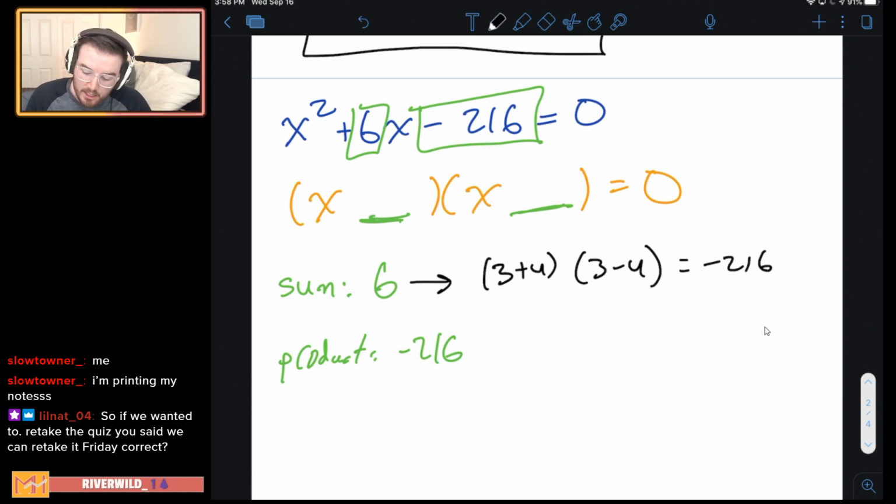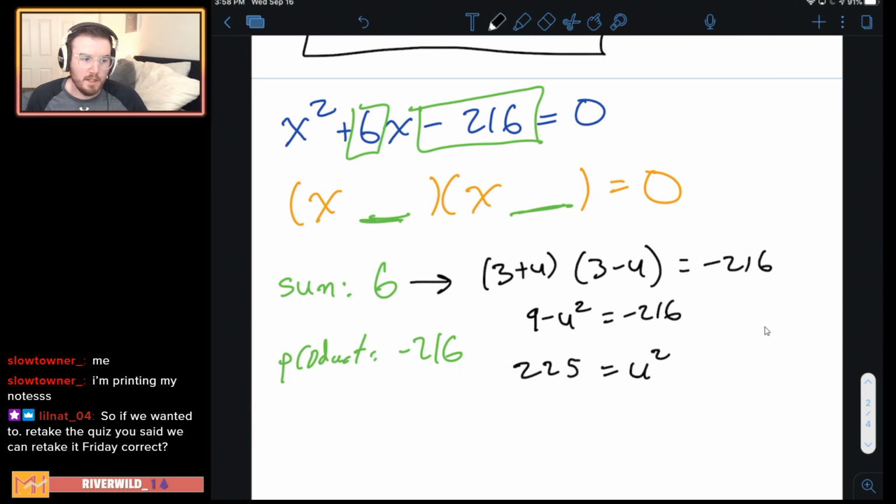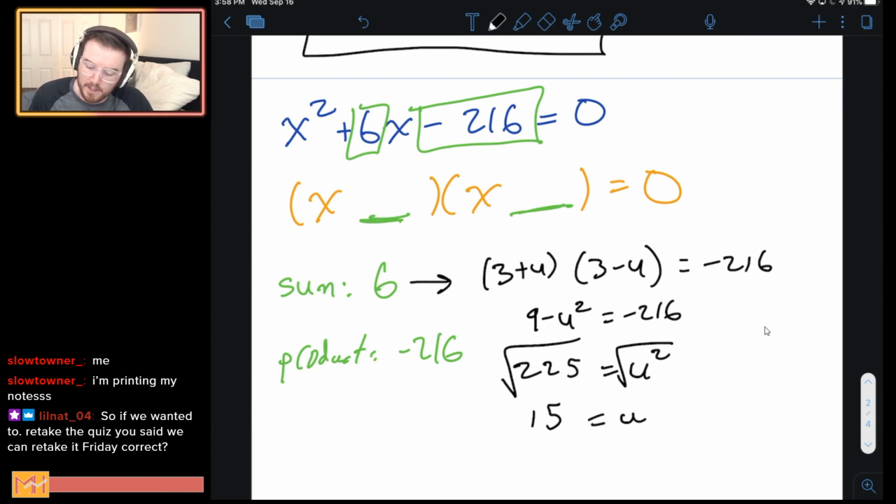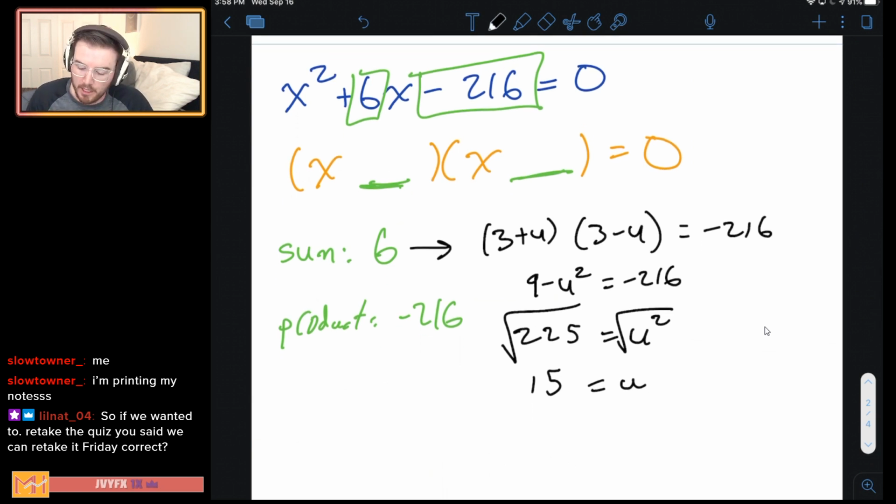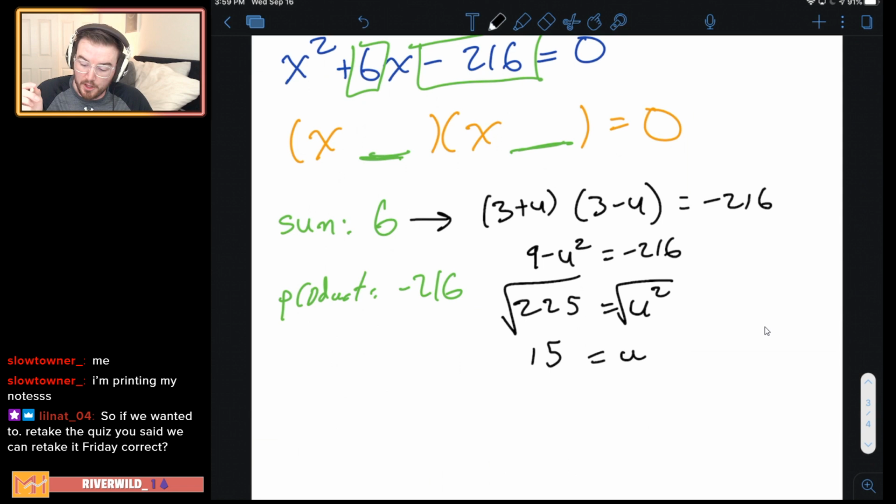I'm going to skip immediately to 9 minus u squared, because the middle term is going to cancel just like in the previous example and the one before that. I'm also going to do a little bit of this in my head. I'm going to add the u squared over, and I'm going to add the 216 over, which is 225. When I take the square root of that to solve for u, I get 15. You might have to break a calculator out for that one if you don't know that one off the top of your head. So, what are the two numbers?